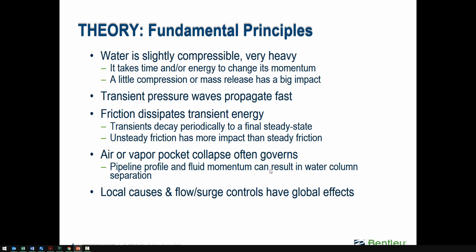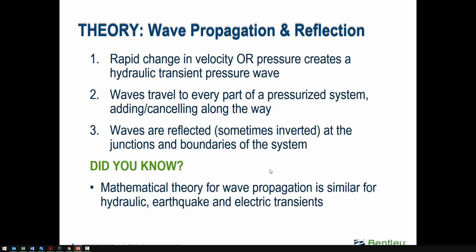as far as mitigation of transients. Last point is that local causes and flow surge controls can have global effects. Even if something is happening on one side of a system, that can have an impact on a larger section of your system because of the way that waves will propagate down and reflect, and how things can interact. So something to consider there.